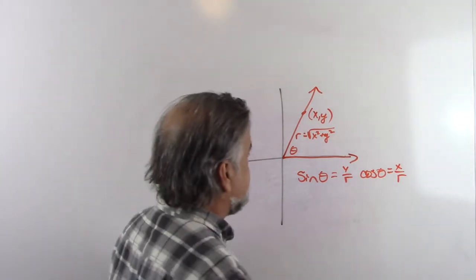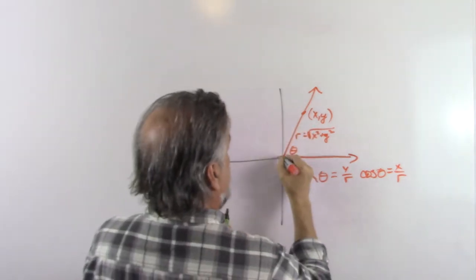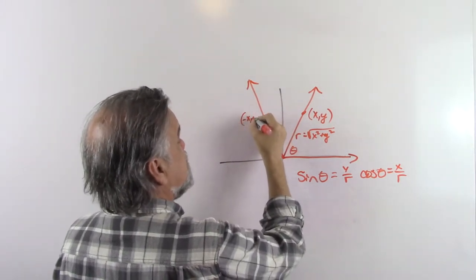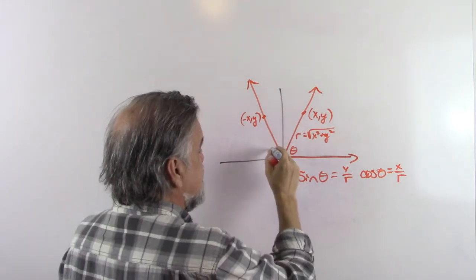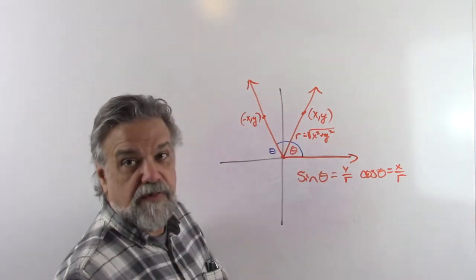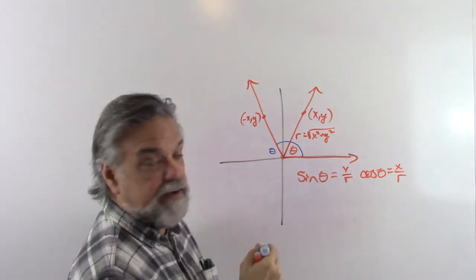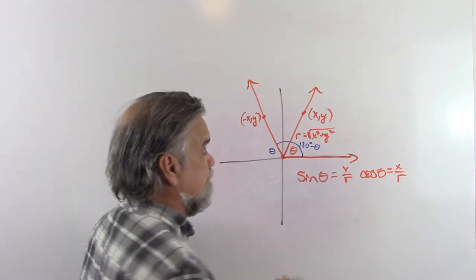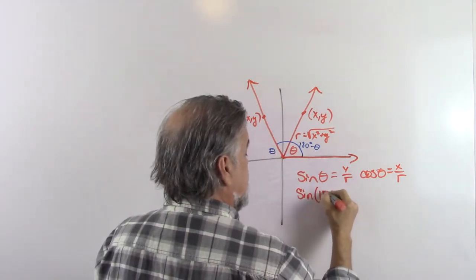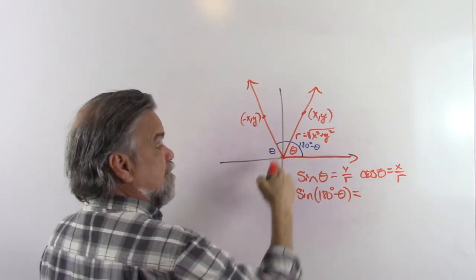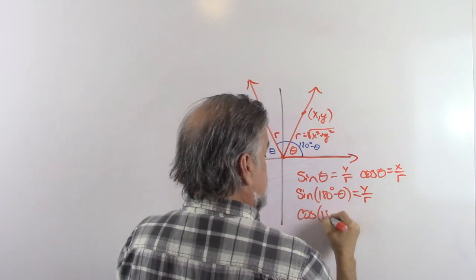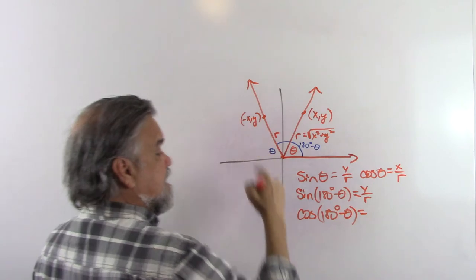This is review. Now, take this angle and reflect it over the y-axis. Now we have another point over here, the point negative x, y. Notice that this angle over here must also be theta because it got reflected. So what does that say about this angle here? That angle must be a straight line, 180 degrees, minus theta. So we see that the sine of 180 degrees minus theta is still y over r, because this is still r here, and the cosine of 180 degrees minus theta is negative x over r.